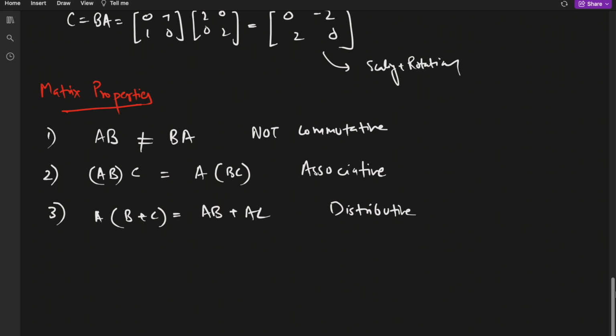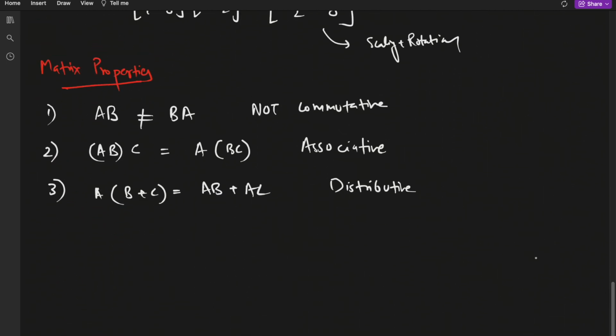Apart from this, I will be covering many special types of matrices, by the way: nilpotent matrix, orthogonal matrix, idempotent matrix, and other very important matrices and their properties. I will be covering them in the upcoming lectures. So that is all for this lecture.